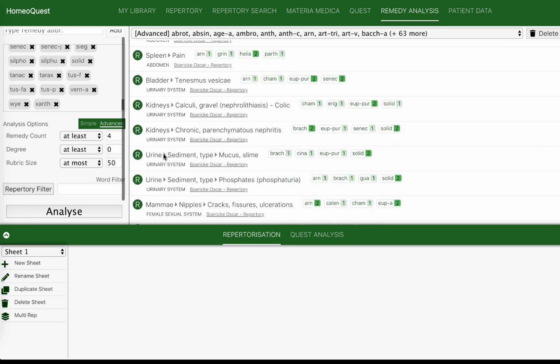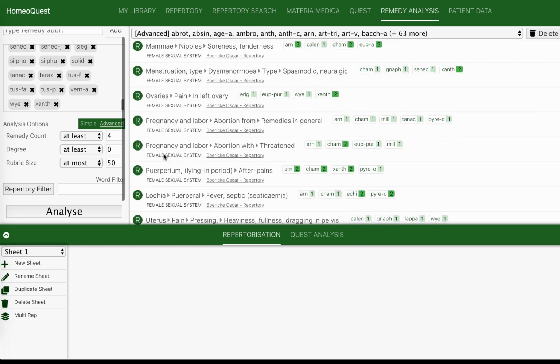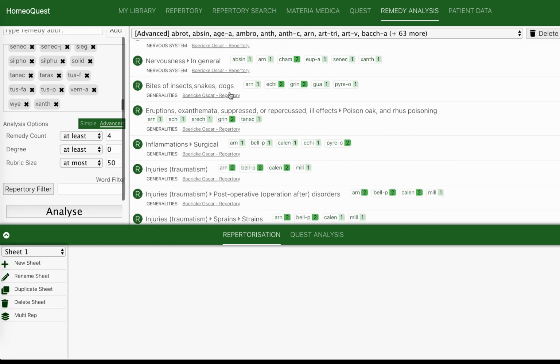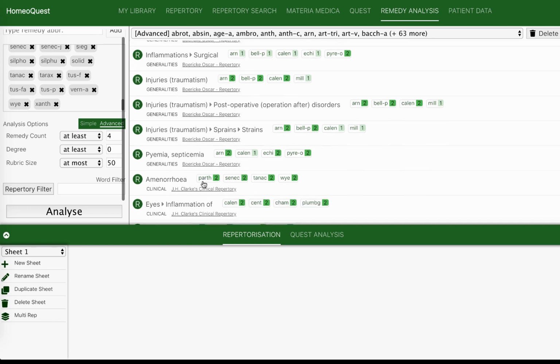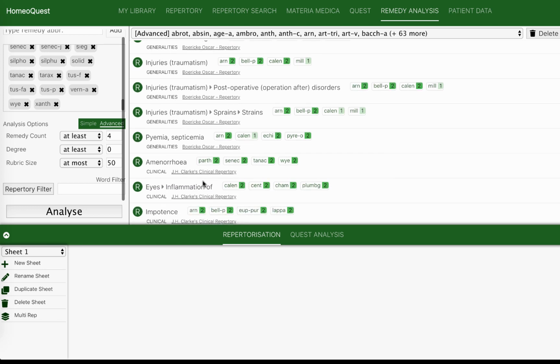Spleen pain, kidney pains, calculi, bites of insects, snakes, and dogs. And then this is all we know. Eruptions, suppressed ill effects of poisoning, surgical inflammation, post-operative, sprains and strains, septicemia, pyemia. So can you see how interesting it is, you get the whole beautiful analysis of that entire family, and come up with remedies that you never knew of. I don't even know what this remedy is. Let's look at that.